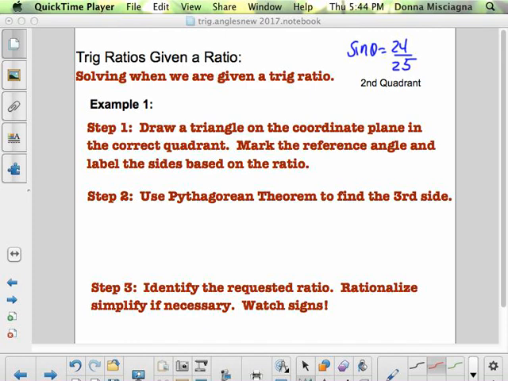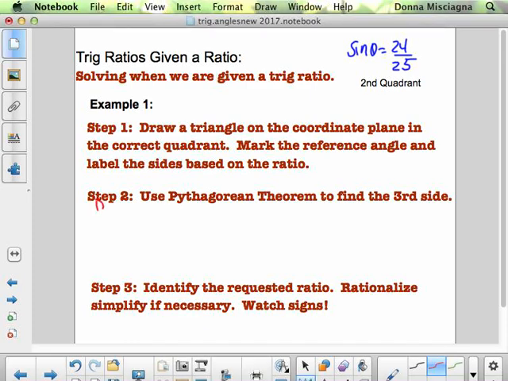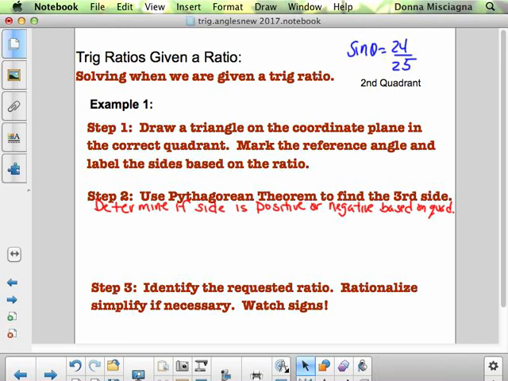Next to step 2, though, I want to have you add one little thing, and that is: determine if side is positive or negative based on, I'm going to abbreviate quadrant, I'll just put quad, based on the quadrant it's in. All right, so we're going to do step 1, step 2, and step 3 in that little space there, but it's okay because it doesn't take a lot of space.